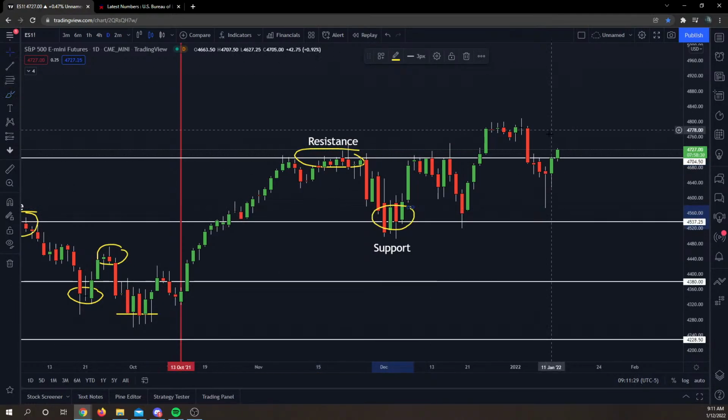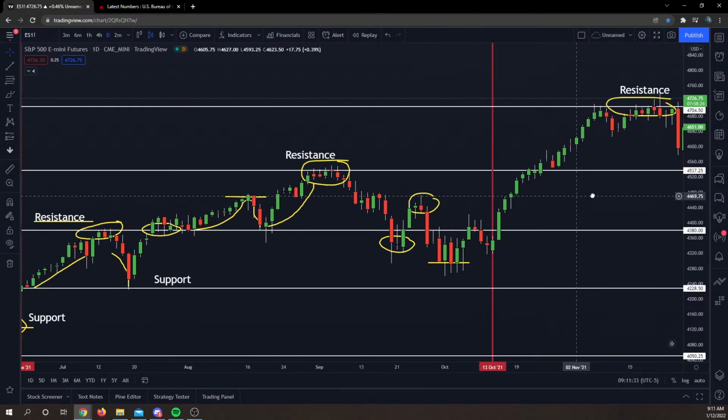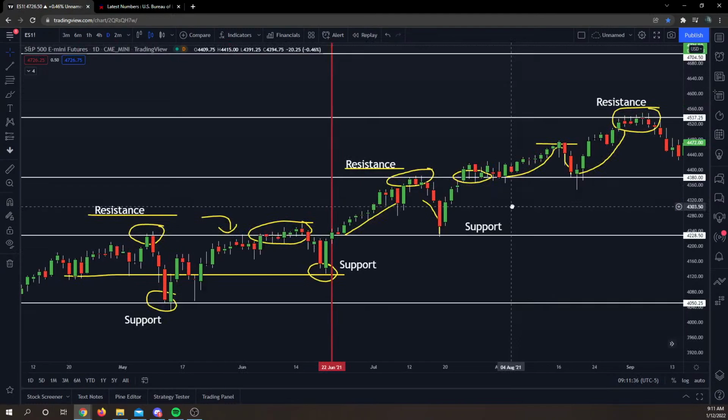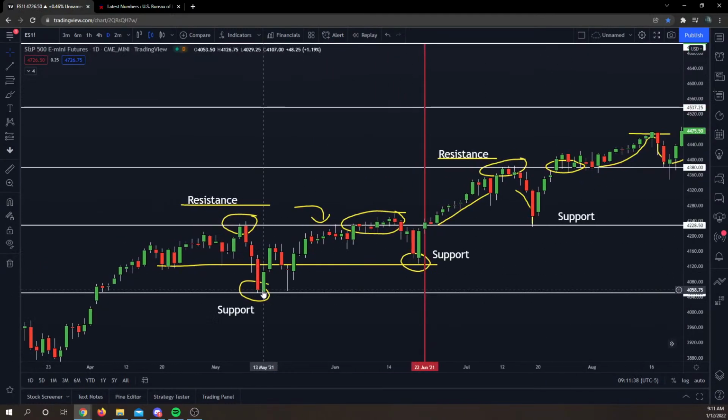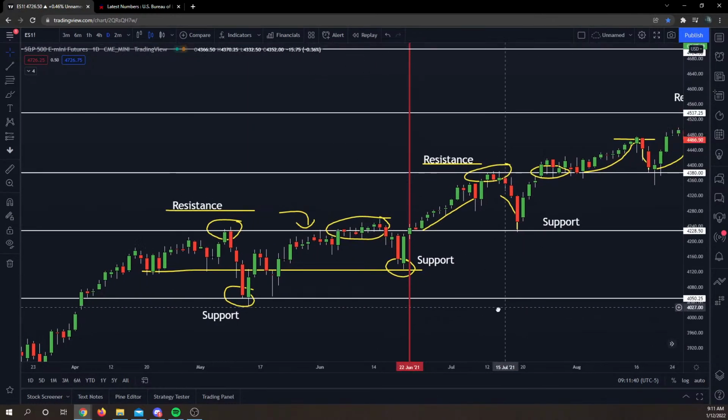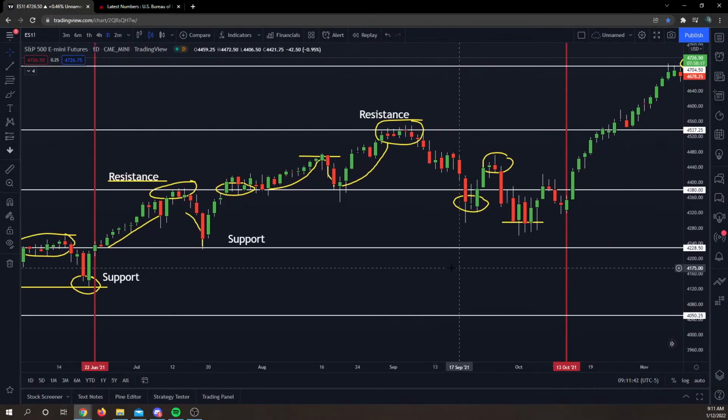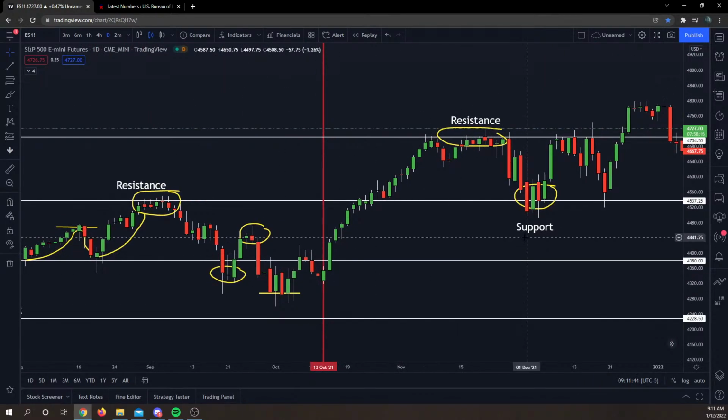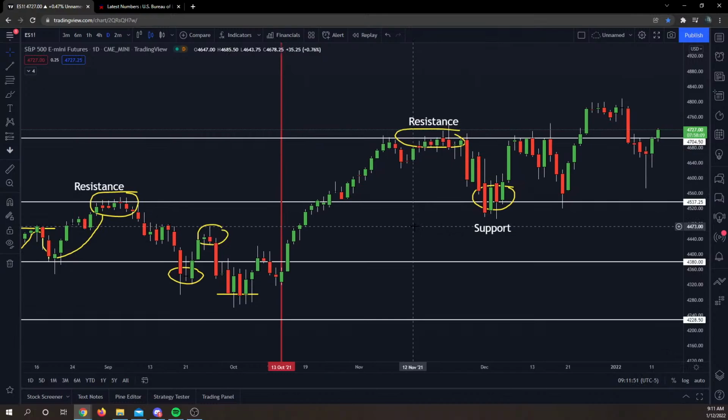Now I want you guys to notice something. Notice that when I'm making these resistance or support lines, I'm utilizing the candle bodies, not the wick. The reason being is that's how I like to do my TA. I'm not going to do support and resistance off of wicks and off of candle bodies. I'm going to just stay consistent with candle bodies.